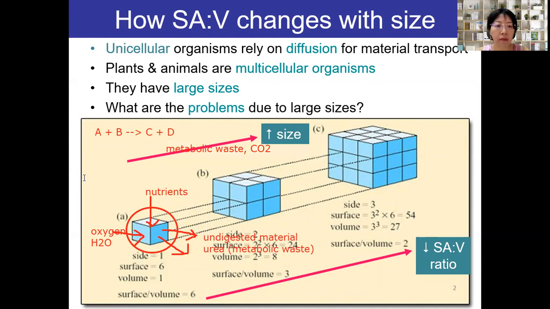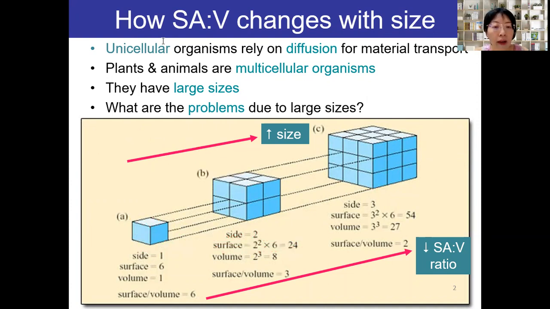Exchange means take in from the environment or release to the environment. So this exchange of material happens at the boundary of our body. For unicellular organisms, it's very easy, just directly across the membrane. In this case, if it's a cube, there are 6 surfaces that are directly exposed to the external environment. So it's wonderful.